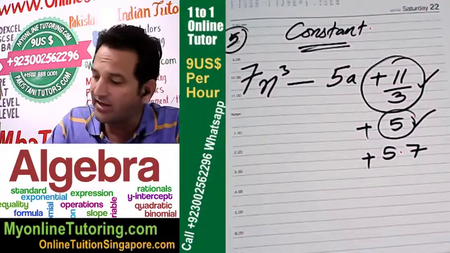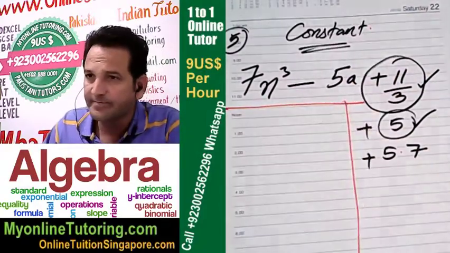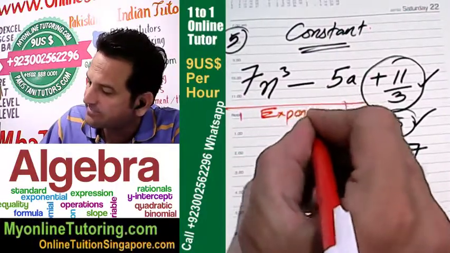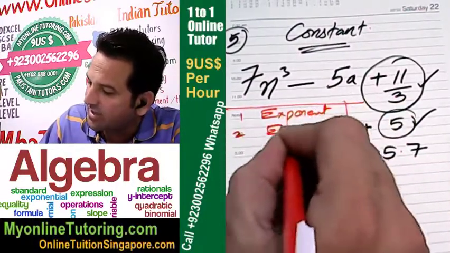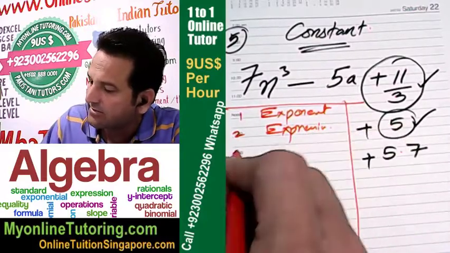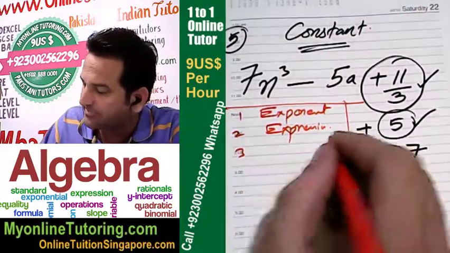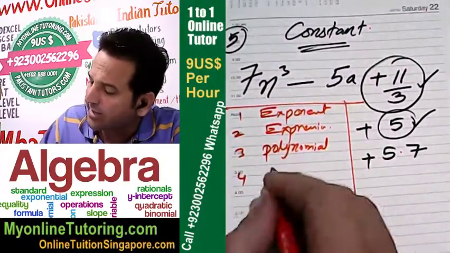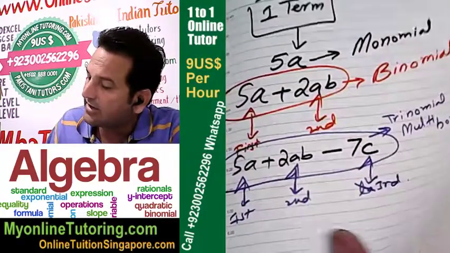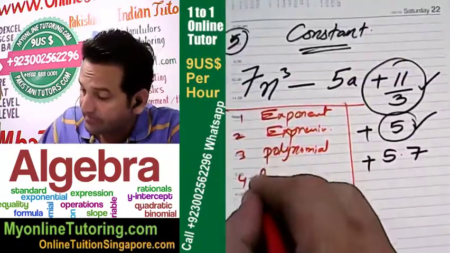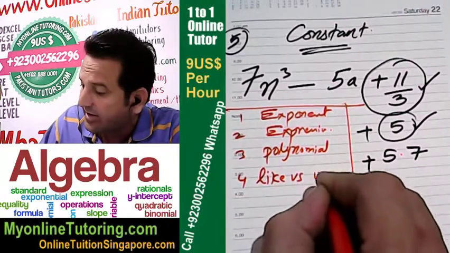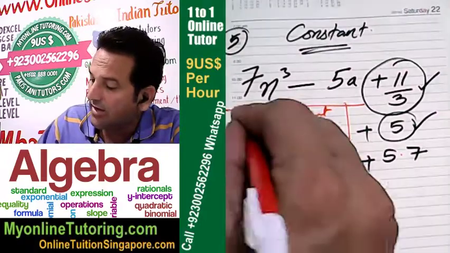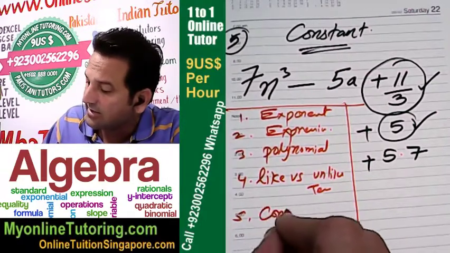The first, I'm writing it again here. The first one, I have told you, the exponent. The second one is expression. The third one is polynomial. The fourth one, we have discussed, the like versus unlike terms. And the fifth one will be called the constant.